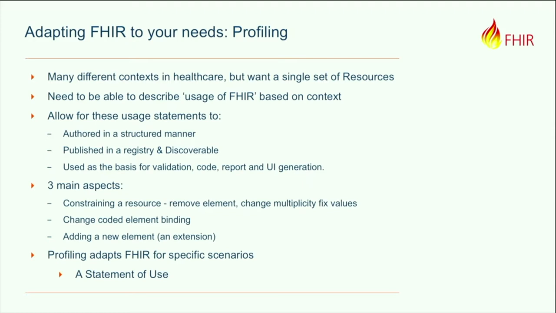There's broadly, only broadly, three things you do when you're profiling. The first is to constrain a resource. In that, you take stuff out that you're not using, you change the multiplicity of something within some rules I'll talk about in a second, and you can fix values. When you fix a value, what you're saying is, to be conformant, the value should be this. You're not saying, if it's absent, assume that it's this. You're simply fixing a value.